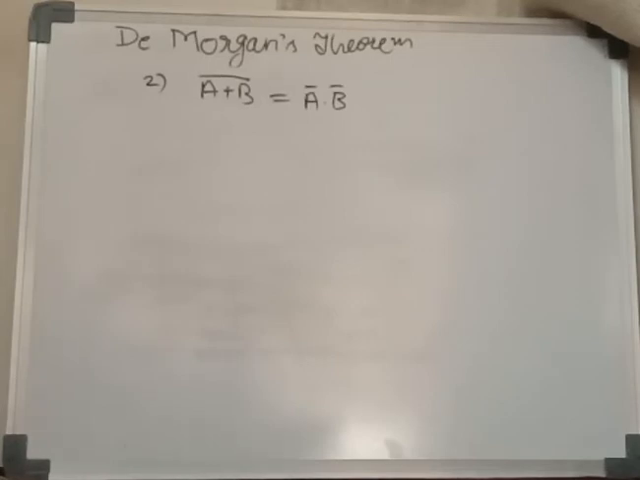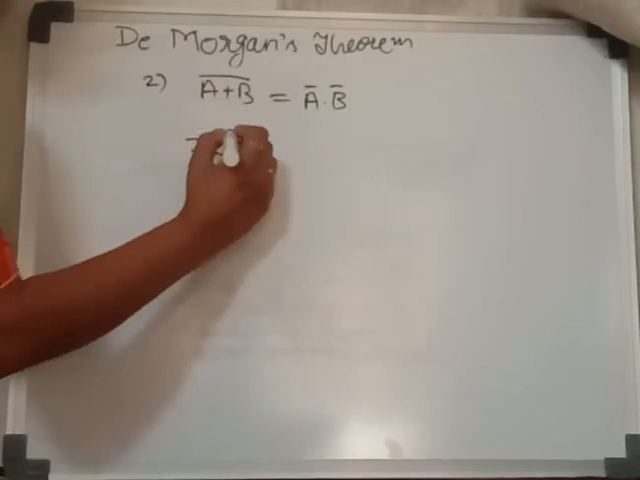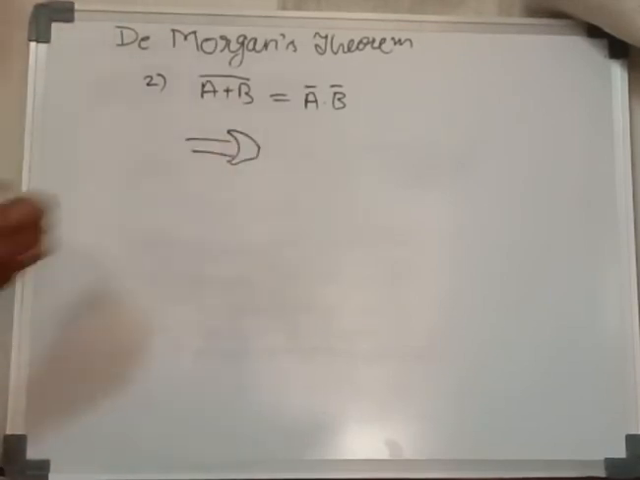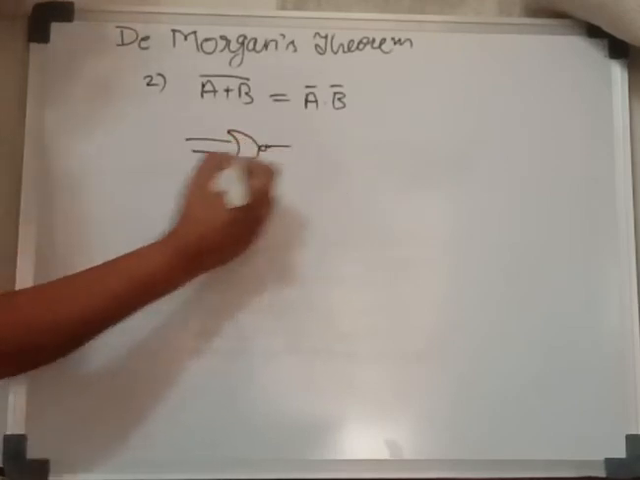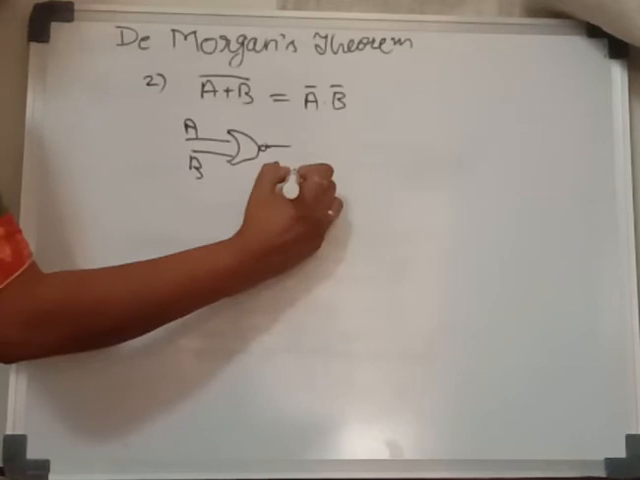Now let us draw the truth table, or first we will see the logic gates for this and then we'll go for the truth table. So A plus B, that is nothing but the OR. This is OR, and its negation is this. This is A, this is B, and this is A plus B negation.